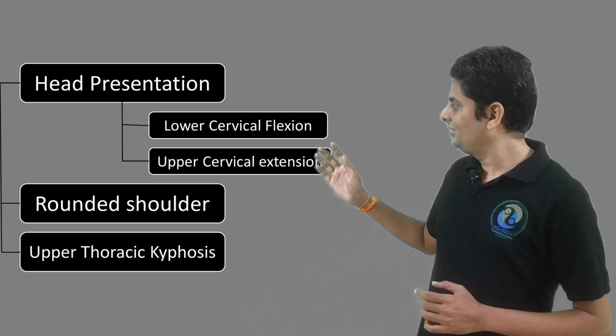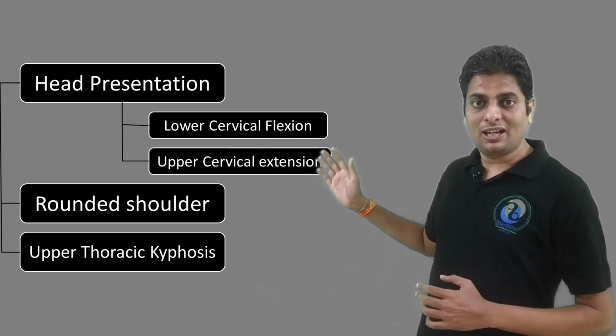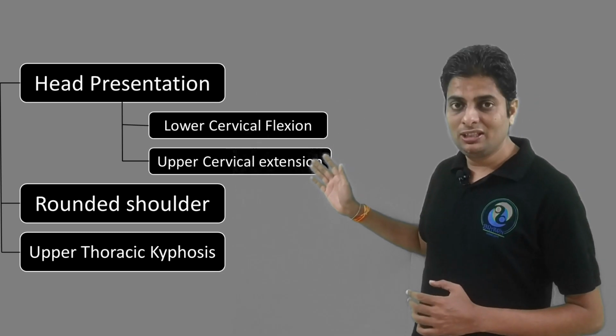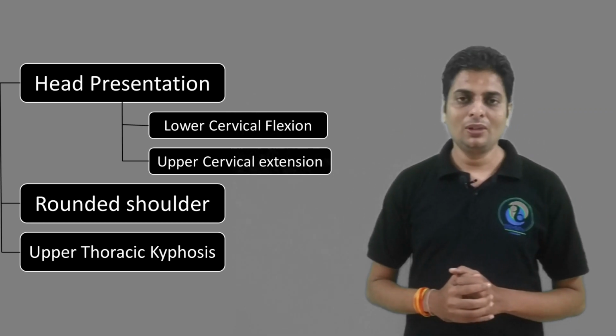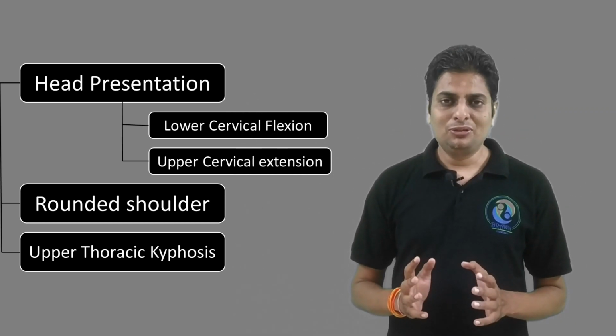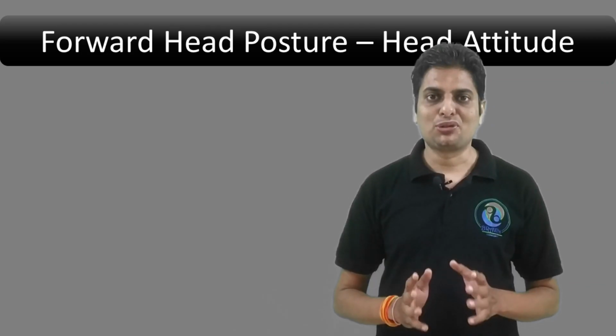In last video we discussed a case study over the forward head presentation, and in that we have already seen that forward head presentation is comprised of three things: head presentation, thoracic kyphosis or upper thoracic flexion, as well as rounded shoulder. So in today's video we are going to discuss in detail about the head presentation in forward head posture.